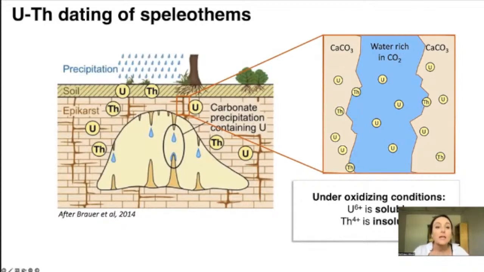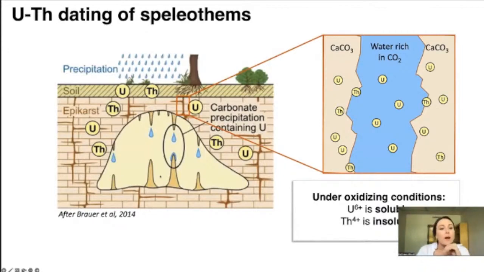So in the end, what you get is water that infiltrates its way down that theoretically only has uranium and no thorium. So this little droplet drops onto our stalagmite and it precipitates a fresh new layer of calcite that contains only uranium and no thorium. So this is our fractionation event that we were talking about previously.